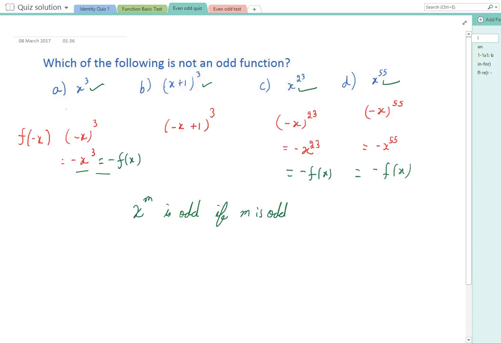Here, when you replace x by minus x, this is not equal to minus of f(x), and hence it's not an odd function. It's also not an even function, because for it to be an even function, we should have reached f(x), but this is not equal to f(x) as well. So this is neither even nor odd.